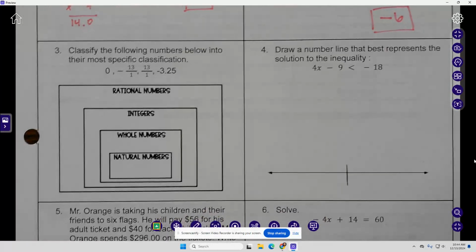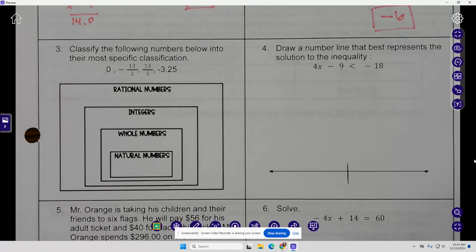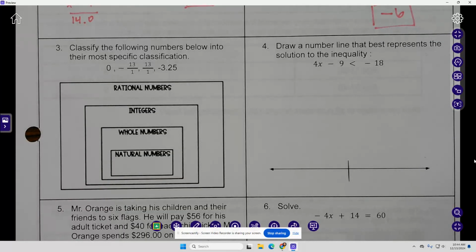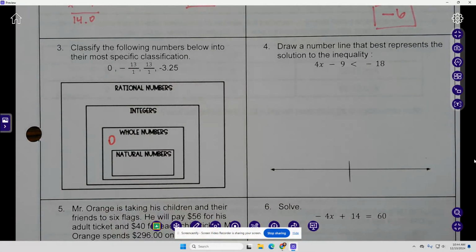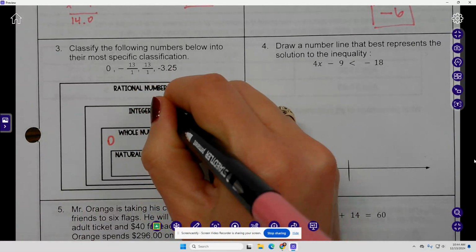Remember, you can always pause and go back and re-listen if you need a little bit extra time. Number 3, classify the following numbers below into their most specific classification. So 0 is a whole number. -13 over 1. It looks like a fraction, but if we did 13 divided by 1, we would just get 13. So -13 over 1 is actually an integer.